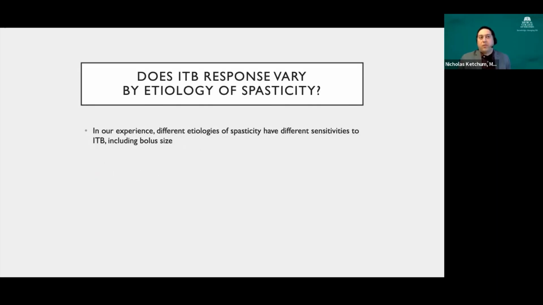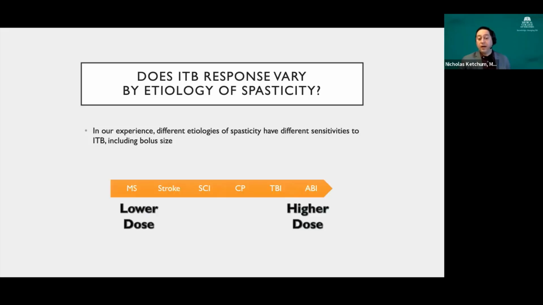The other thing is, well, what dose to pick? Well, we titrate our patients up, starting at a low dose based on their response to the screening trial. And we adjust that up to where we find the best benefit. But there's no cookbook at this point to know what the target dose is based on their diagnosis or their exam. But in our experience, we do see different etiologies of spasticity have different responses to ITB.